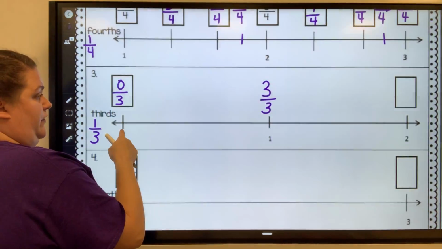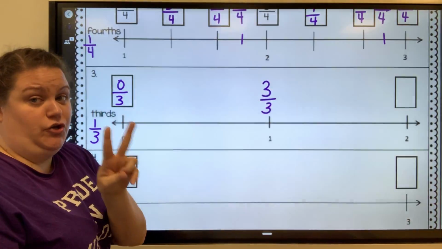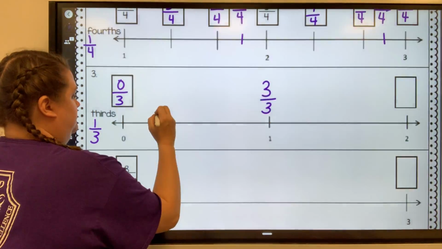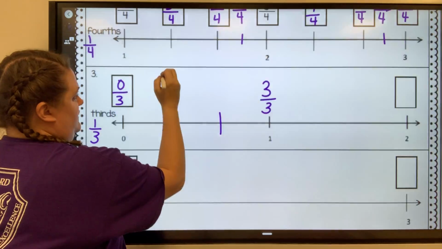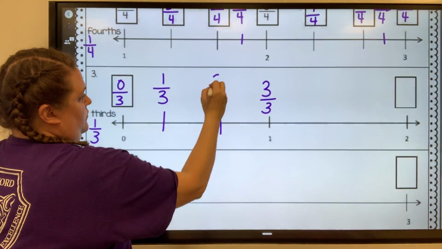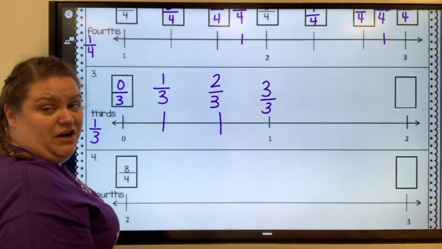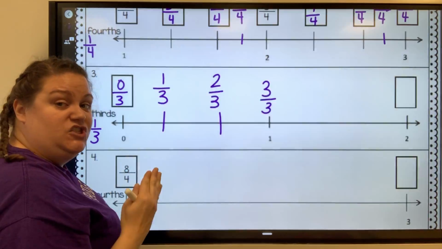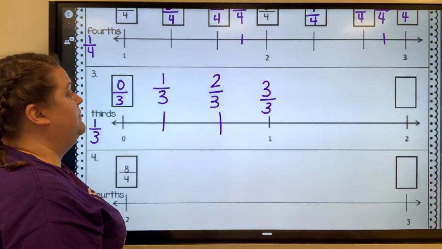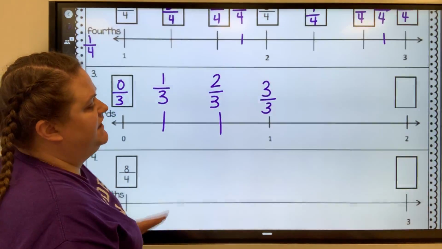So if this is 0 over 3, and that's 3 over 3, I need a 1 and a 2. So I'm going to draw 2 lines. I'm going to do this one correctly, unlike the one above it. So this is 1 over 3, because we're following our pattern, 2 over 3. Now notice our numerator is not greater because we haven't gotten to 1 yet. Once you get past the 1, that's where your numerator gets greater than your denominator because you're dealing with more than 1. So we have to get to 2.